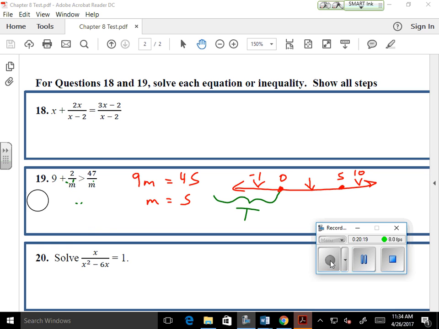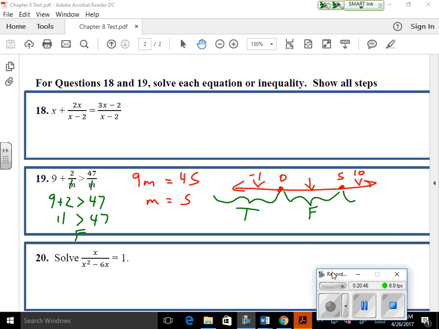Let's test the middle. What if m was a positive 1? Well, it would be 9 plus 2, and it would be a positive 47. Is 11 greater than 47? No. So that means all the numbers in this region do not satisfy. If one number in that region doesn't, then all the numbers in that region won't.